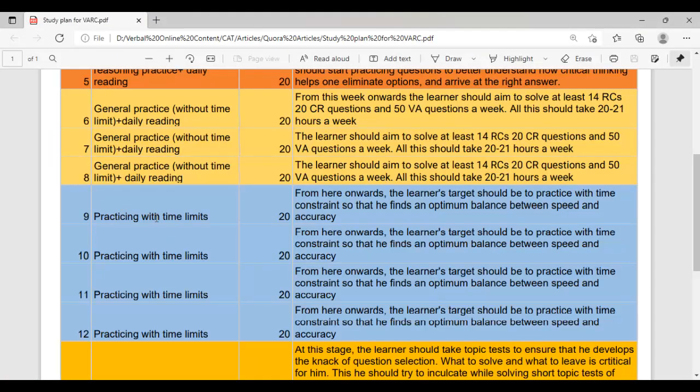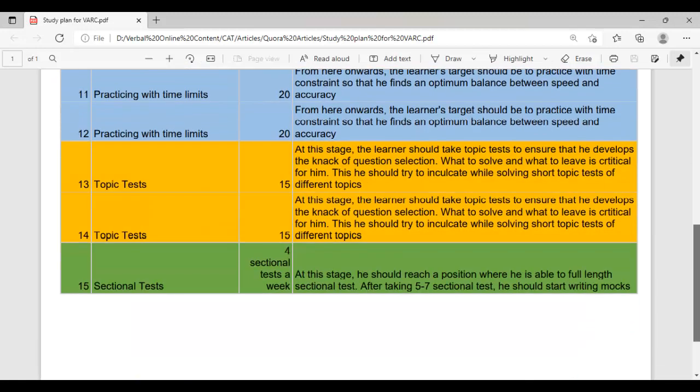in practicing with time limits. Again, here I have given you that for 1 month you have to keep on doing this. If you have less time to prepare, then you can do this for 2 weeks. If you have more time to prepare, then you can do this for, let's say, 7, 8 weeks. But the idea is that at least you have to give around 80 hours to practicing with time limits, so that you strike a balance between speed and accuracy. This is the purpose in the ninth, 10th, 11th, and 12th week. Now we will see what has to be done in the 13th, 14th, and 15th week.